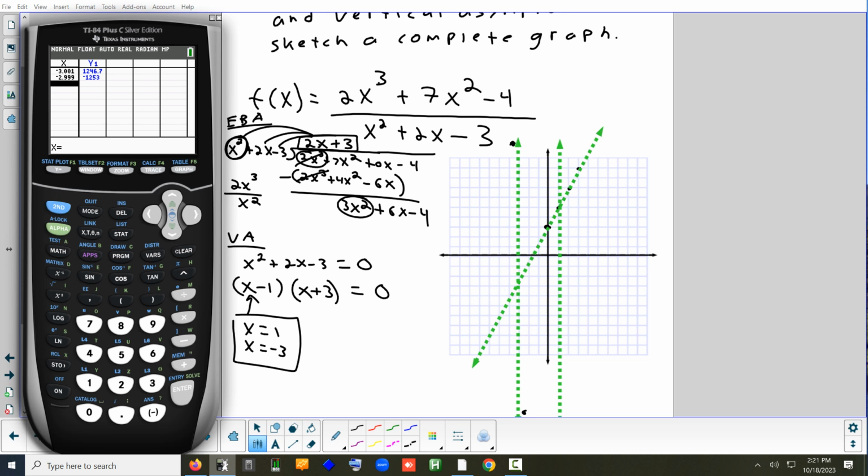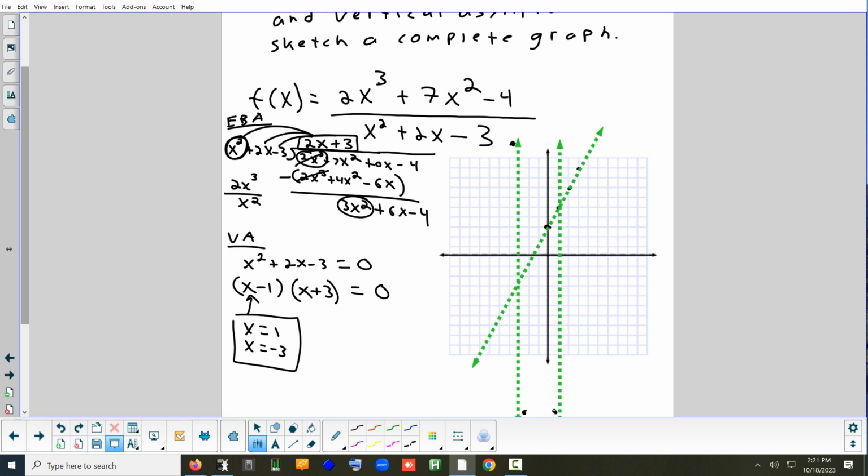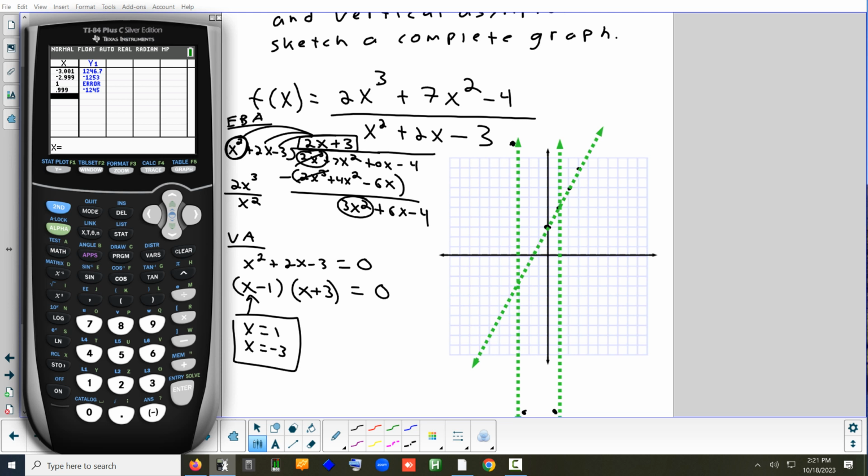Our other vertical asymptote is at 1. What's a number that's a little bit smaller than 1? Don't do 1, you're going to get an error. Can't do that. But a little smaller than 1. Yep, 0.99. So just to the left of it, we're going to be at negative 1,200. So we're going to be down there. And where do you think we'll be just to the right of it? 1.01. Yeah, we're going to be up very high. We're up at like 1,200.